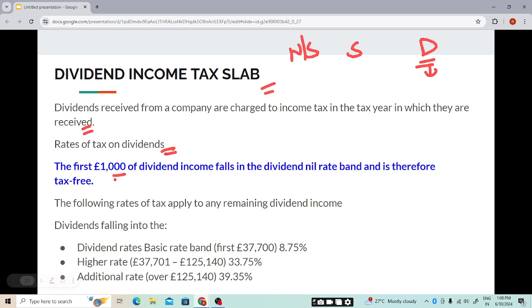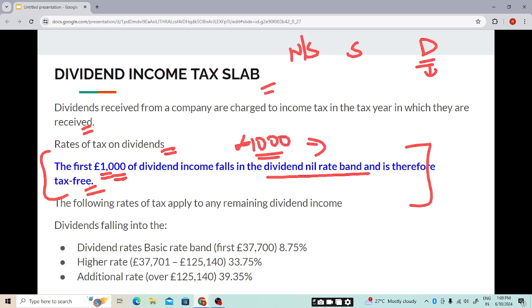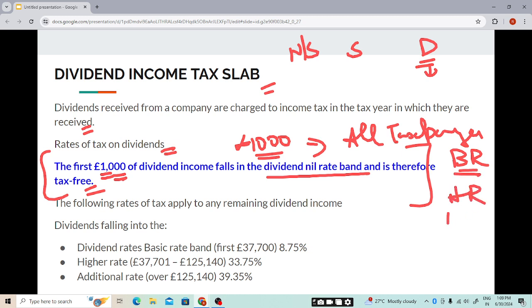band in the dividend. The first £1,000 of dividend income falls in the dividend income nil rate band and is therefore tax free. What is the amount of nil rate band here? £1,000. Here it is provided to all taxpayers, whether he is a basic rate, or a higher rate or additional rate.